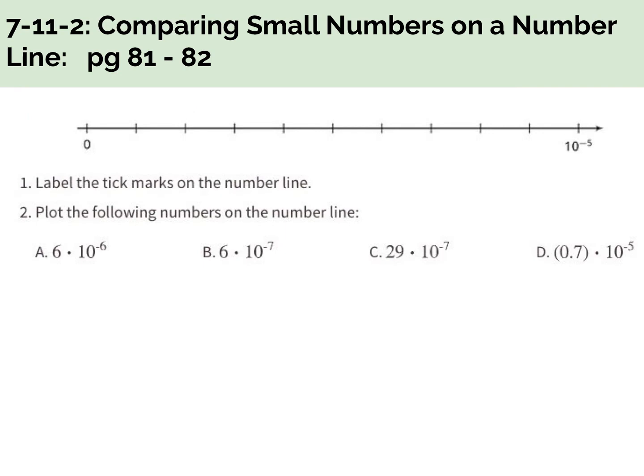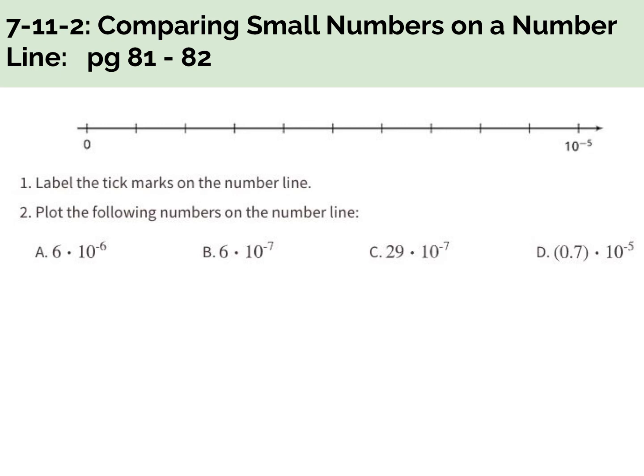All right, let's turn to page 81 to 82. Here we have a number line. Label the tick marks on the number line. And then after that, go ahead and plot all of these points on that number line. So go ahead and pause, do that, and then come back to me.